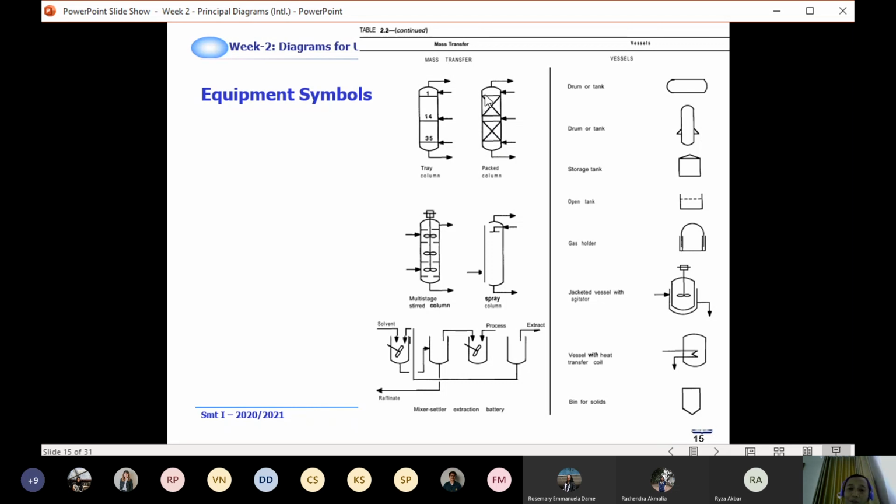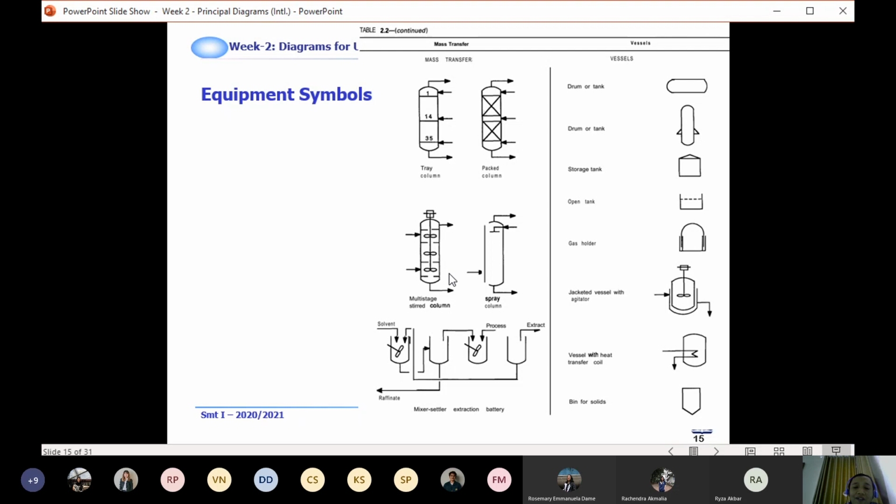For the pack system, we put a cross inside the box. This is already agreed by chemical engineers all over the world. By showing these 2 pictures, you can tell which one is a tray column or a pack column. So again, follow this figure.